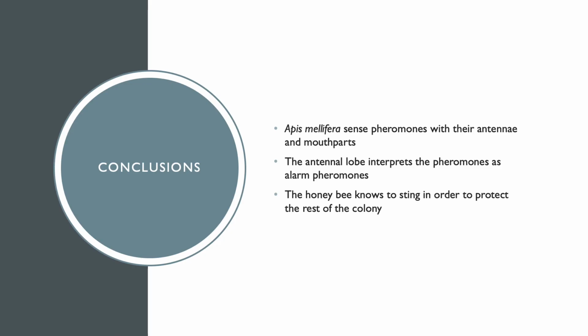As shown throughout the slides, Apis mellifera truly have an intense, intricate system in place with their antennal lobes for them to communicate with others. The secretion of the alarm pheromone isopentyl acetate is one of the many evolutionary traits that help them succeed and protect the colony. Without being able to sense these pheromones with their antennae and mouth parts, colonies would likely collapse and fail.